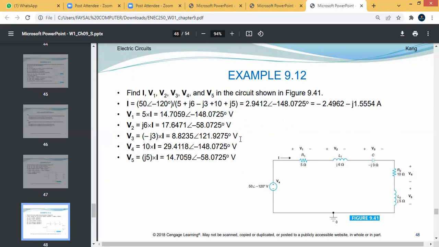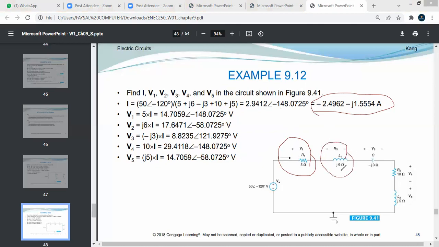Then for V1 it is V equals IR again. So the I value is 1 and R is 5, so V1 equals I times 5. For V2 it is polar, so here we can find the value of I. I equals this value, so we just multiply these two values.